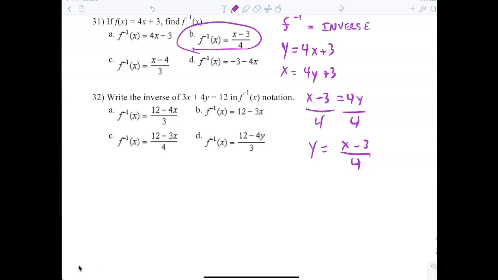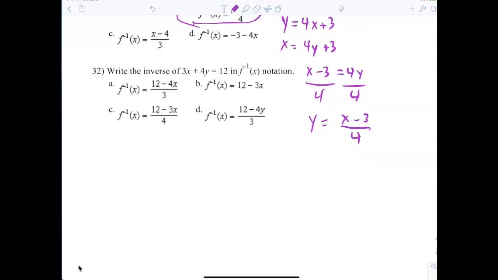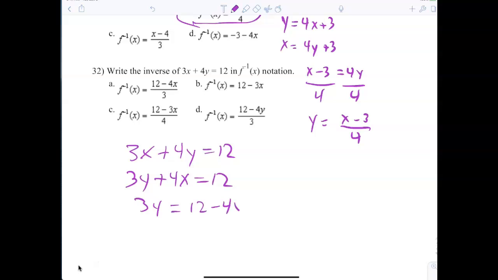All right, last one. Now here it's kind of weird, but again, it just still applies. It's in standard form. Doesn't matter what form it is, we just switch. So that'd be 3y plus 4x equals 12. 3y equals 12 minus 4x, and then we divide by 3. 12 minus 4x divided by 3 is A.